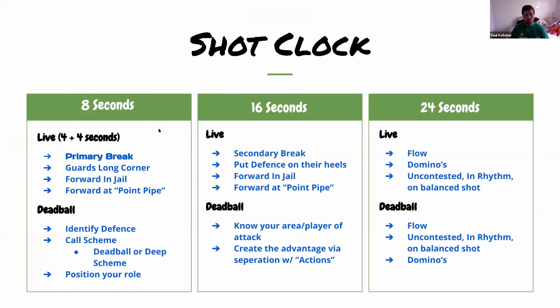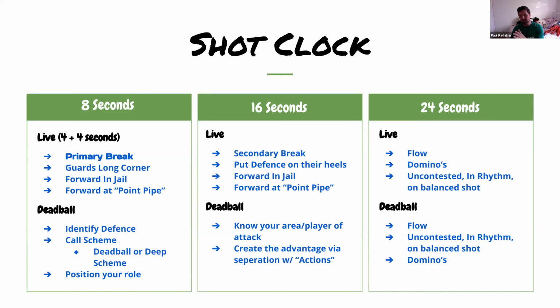So now what we're looking for is guards to the long corner in our transition after our primary break. If we don't get a primary break in the first 4 seconds, and the defense is trailing, we're now looking to get into our flow offensive schemes if needs be. In order for that to happen, our guards must be in the long corner, our forwards must be in jail, which is what we're going to show in the next slide with our clips. And then our forward stops at the point pipe. So our first forward down gets in jail, and our second forward down gets into the point pipe.